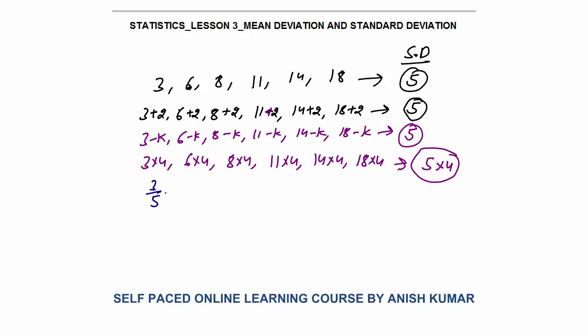So 3 by 5, 6 by 5, 8 by 5, 11 by 5, 14 by 5, 18 by 5. If you divide each number by 5, your standard deviation will also get divided by 5. 5 by 5 is equal to 1. So where does the standard deviation change? When you multiply or divide. If you add or subtract the same number, it does not change.